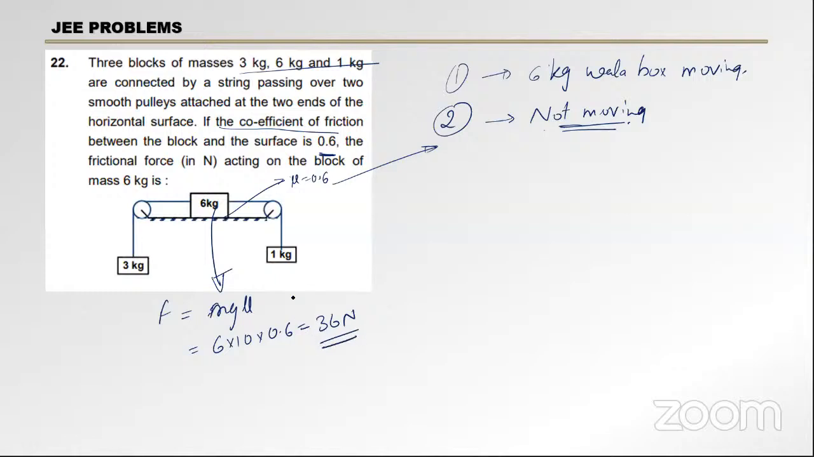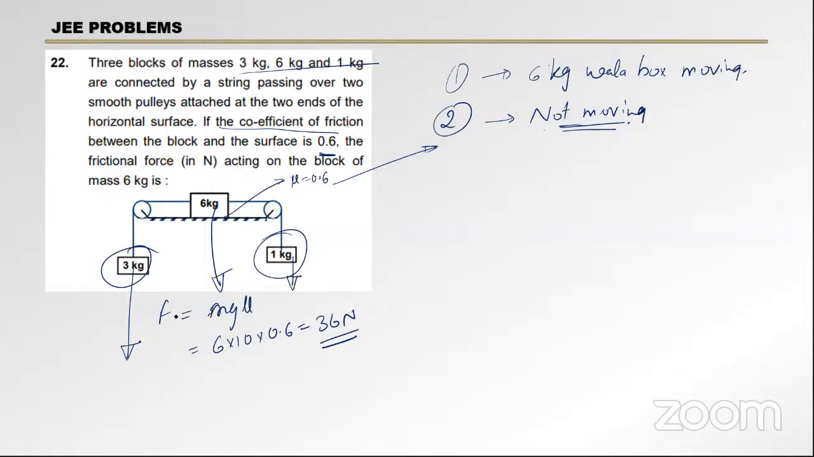Okay, so this much friction force can be applied here. Friction itne se is block ko rok sakta hai. It can stop the block by this much force. Now let's check how much is the force these both blocks are applying. Okay, so this block will pull this string downside, and this block will pull this string this side.